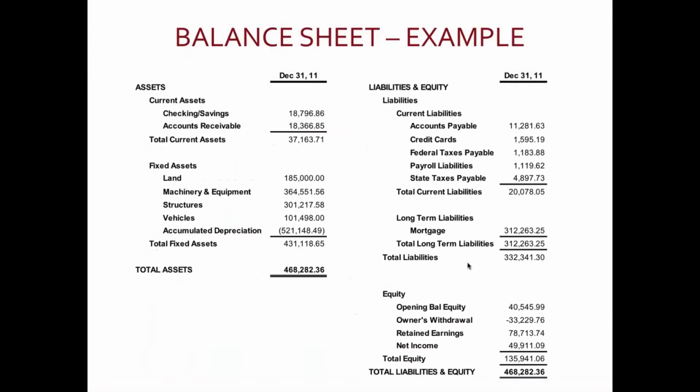So here's an example of a balance sheet. And we can see that they've got $18,000 in cash in the bank, but they've got current liabilities of $20,000. So what that means is that in the next couple of months, they owe $20,000 to their vendors, to their credit card company, in federal taxes and payroll taxes. They owe $20,000. And they only have $18,000 in the bank.